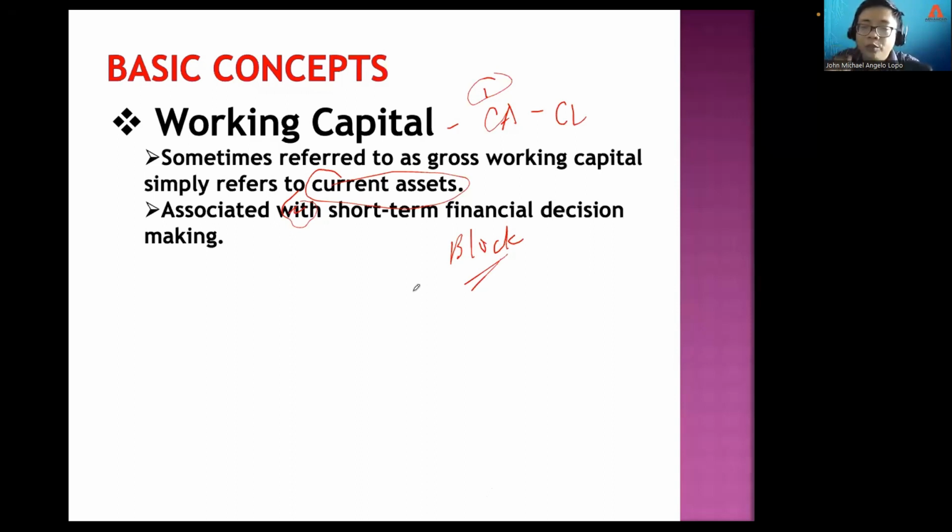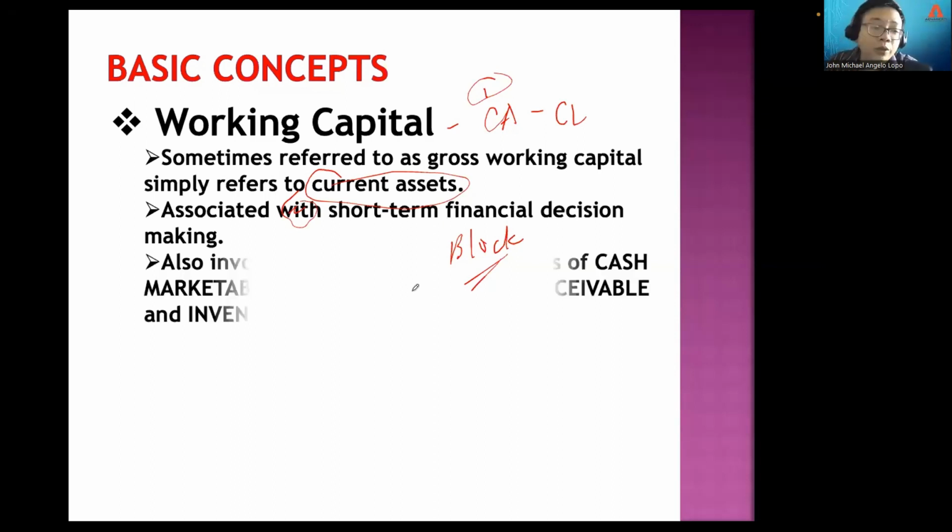Pero, tamang-tama, no? When you say about working capital, it is associated with short-term financing decision making. Yes, no? So working capital, tama to. It is more on the short-term financial decision making. Why? Because you have your current assets and you have your current liabilities. All right. The reason why it is known as the working capital.